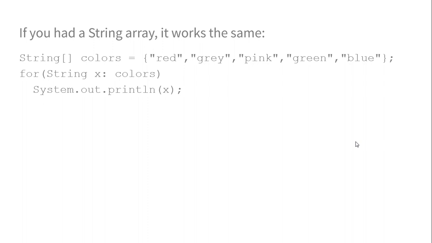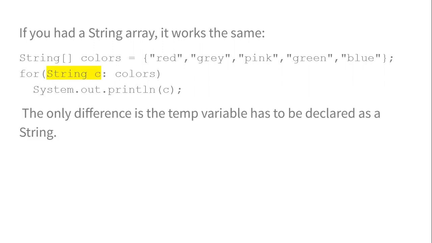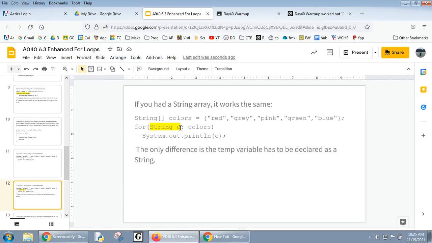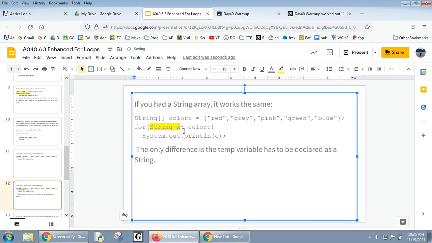I've got this string array full of colors, and so I want to print them all. So I say for, and then in parentheses, String x colon colors, the name of the array. And now I can do whatever I want with that thing. In this case, I'm just printing it again. And of course, since I decided to change it, it would go onto a second slide.